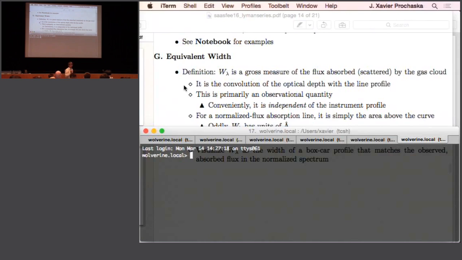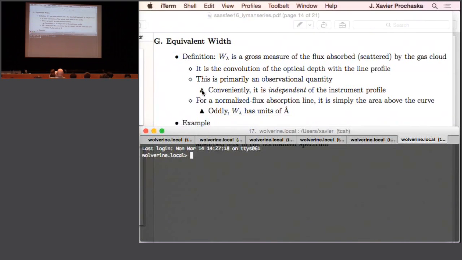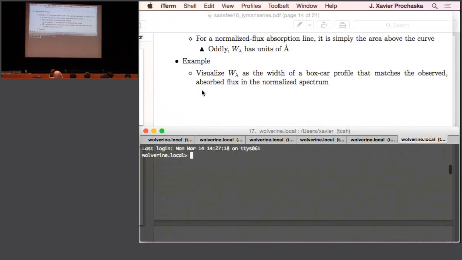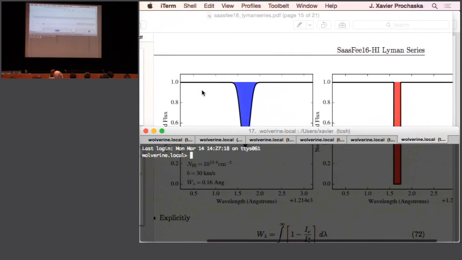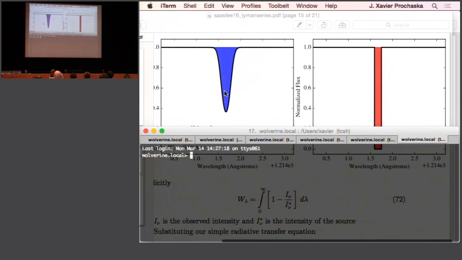Conveniently, it is independent of the spectrometer. Okay, so whether you measure an absorption feature with the highest resolution echelle spectrometer or a very low resolution prism, the equivalent width that you measure is independent of that spectrometer. That's at least useful. You should visualize it really as the area under the curve, or above the curve really, in an absorption feature. So here is a demonstration of that.